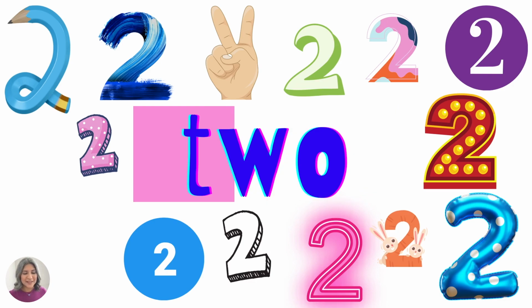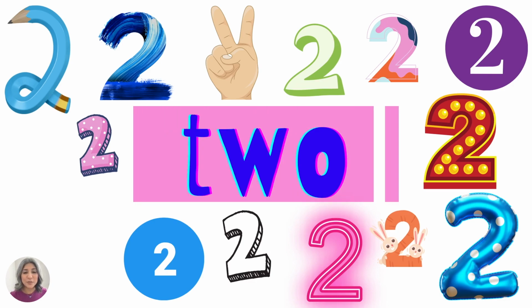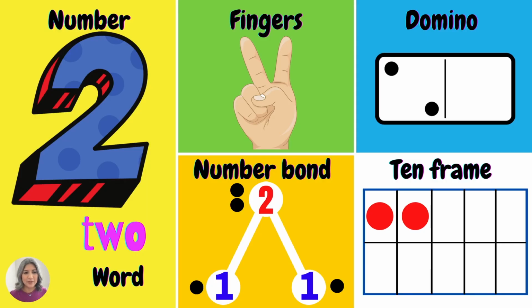2. This is the number 2. Can you say 2 with me? 2. Our number mat shows us the number 2 and the word 2. 2 is spelled T-W-O. To represent the number 2 with our fingers, we do this. Now let's make sure. 1, 2. Our domino has 2 dots on it to represent the number 2. Our number bond has the number 2 and it has 1 and 1 at the bottom because 2 can be broken down into 1 and 1. 1 and 1 make 2. Our 10 frame shows 2 red dots to represent the number 2.